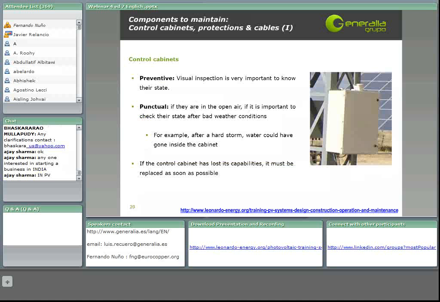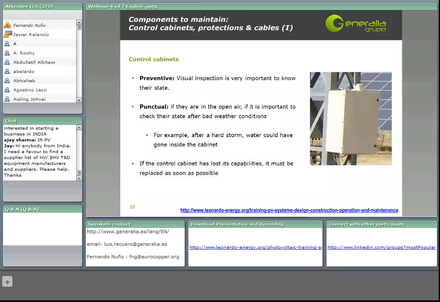Now, during the following slides, we will see the maintenance to be done for the control cabinets, the protections, and the cables. For the control cabinets, the preventive maintenance is very important. We have to periodically check the state of the control cabinets by a visual inspection, and we have to check their state after bad weather conditions.